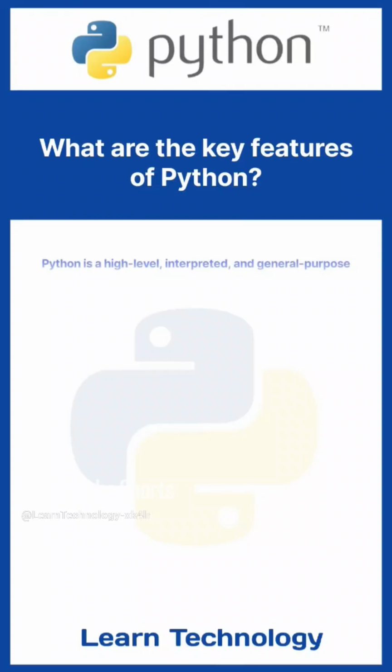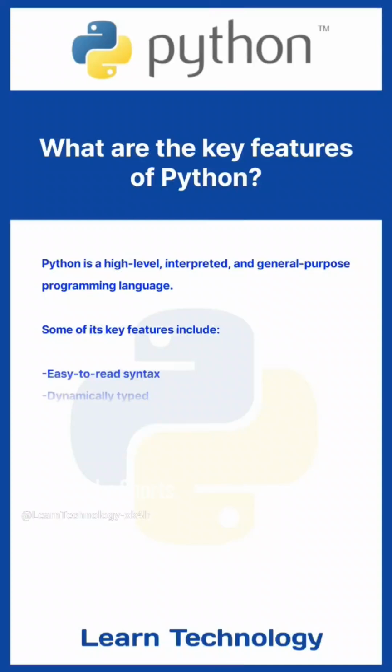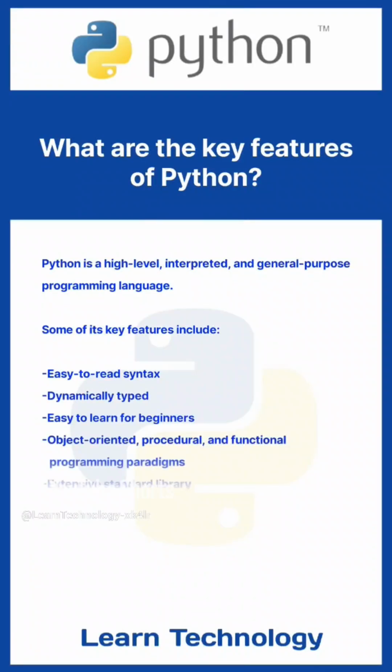What are the key features of Python? Python is a high-level interpreted and general-purpose programming language. Some of its key features include easy-to-read syntax, dynamically typed, easy to learn for beginners, object-oriented, procedural, and functional programming paradigms, extensive standard library, cross-platform compatibility, strong community support.